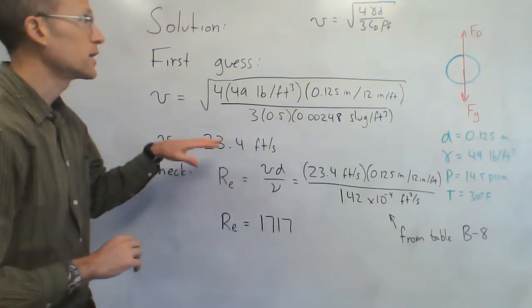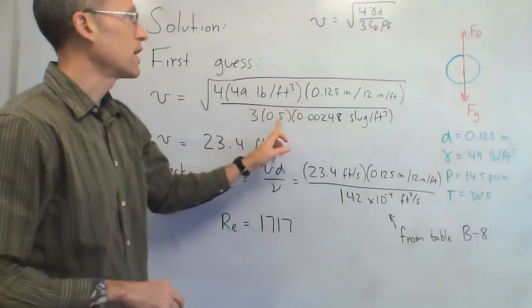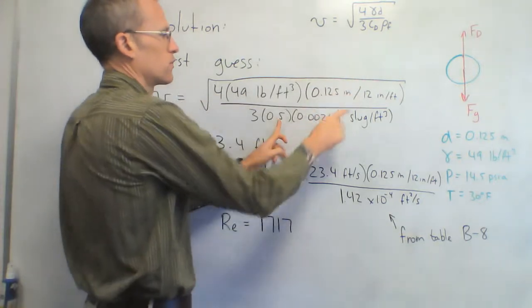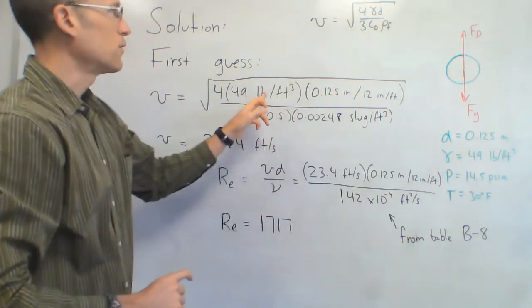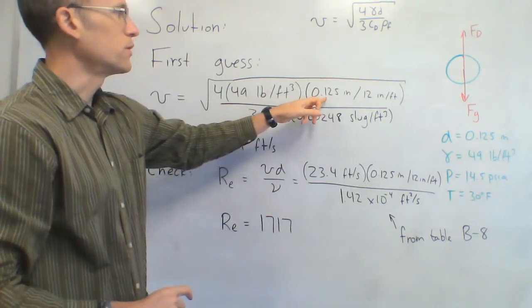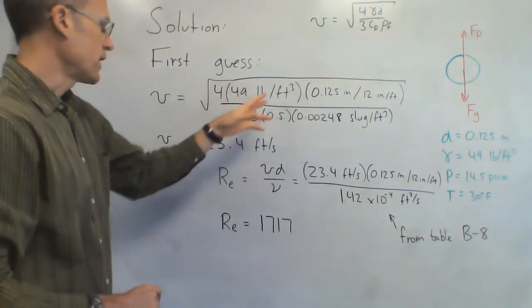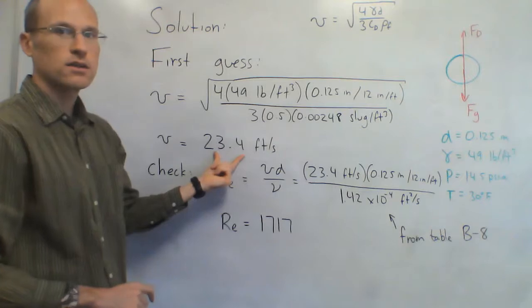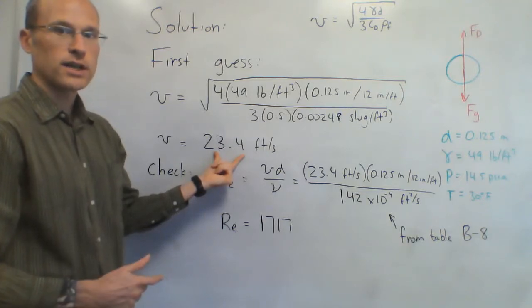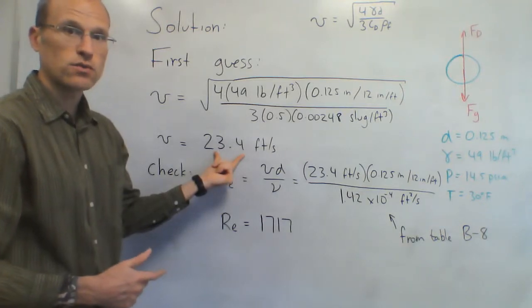So as I said, plug in my guess of CD 0.5 in this equation with my previous value of rho f that I had before, gamma 49, diameter 0.125. Also want that in feet, so divide by 12. Plugging all that in gives me an initial first guess of 23.4 feet per second. Now as I said, I don't know if that's right or not, so I want to check it.